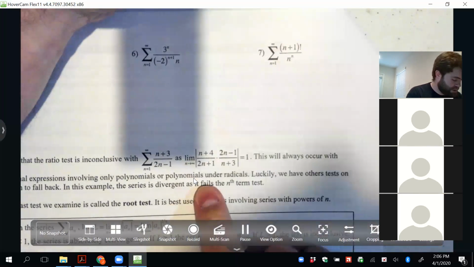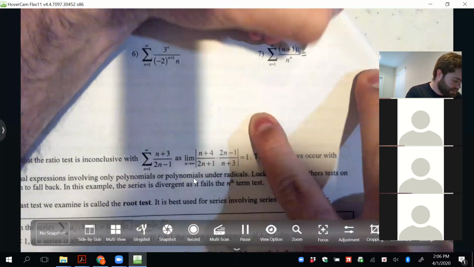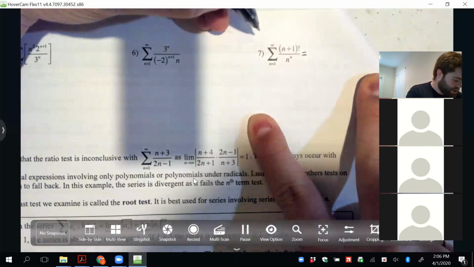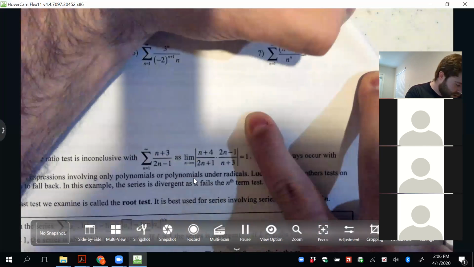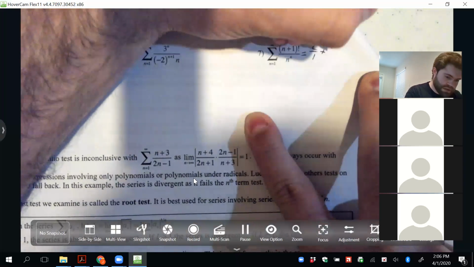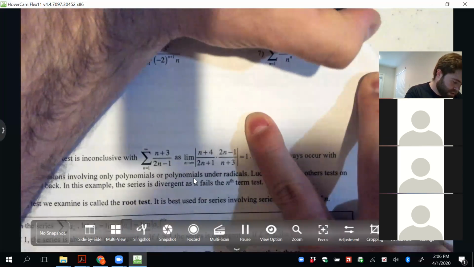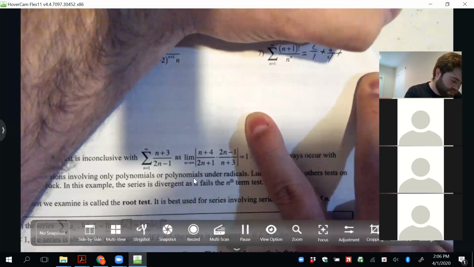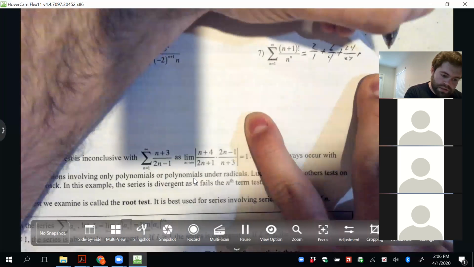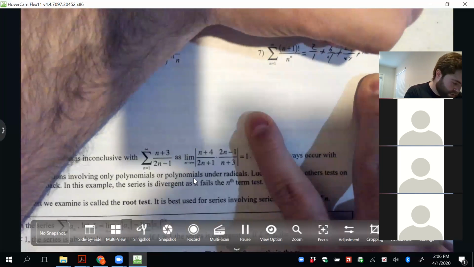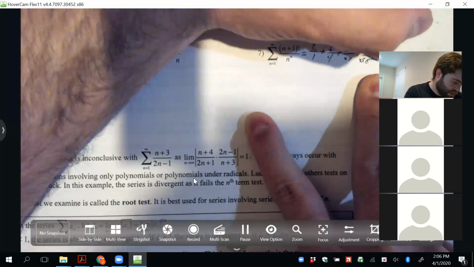So on number 7, if we go ahead and write a few of the terms, we have 1 plus 1 factorial over 1 to the first power. So that will be 2 over 1, then plus 6 over 4, then plus 24 over 27, then plus 120 over 256, dot, dot, dot.